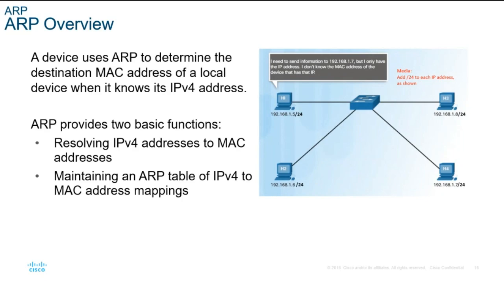To send a packet to another host on the same local IPv4 network, a host must know the IPv4 address and also the MAC address of the destination device. The destination device IPv4 addresses are either known or resolved by the device name. The ARP, or Address Resolution Protocol, determines the destination MAC address of a local device when it knows its IPv4 address. Yun yung function ng ARP.